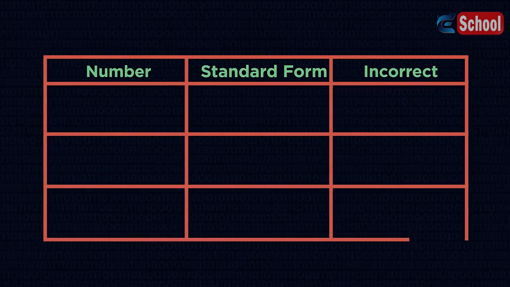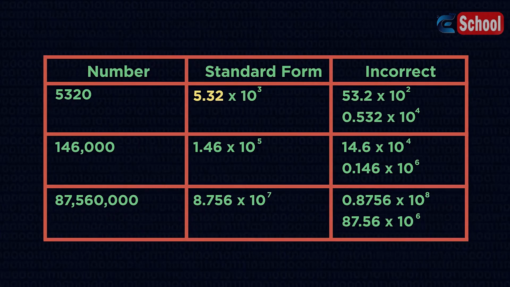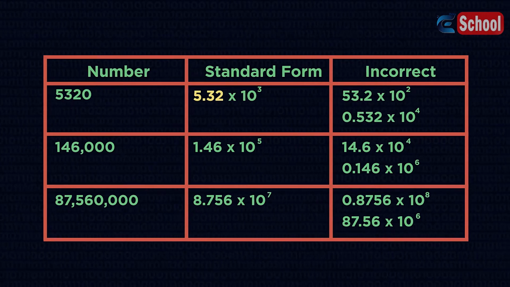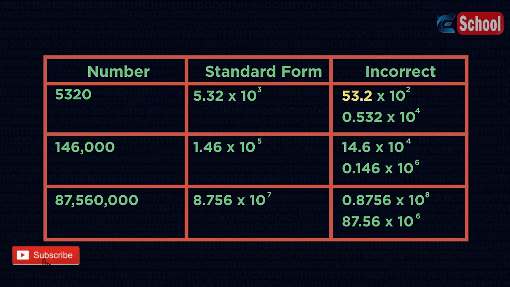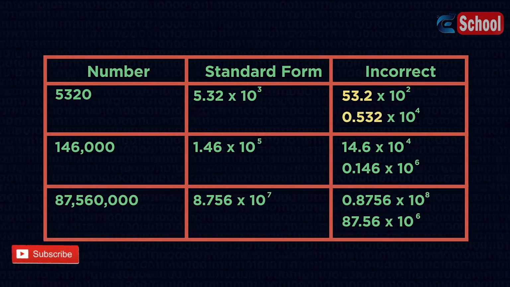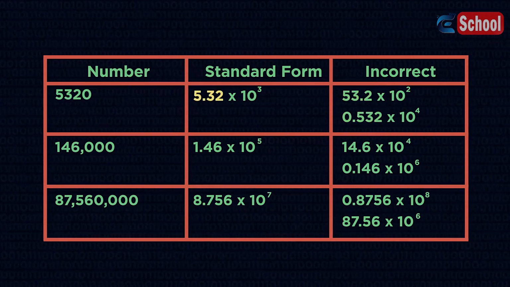Did you notice that this number is always between 1 and 10? So it can't be 53.2 or 0.532, but it must be 5.32.